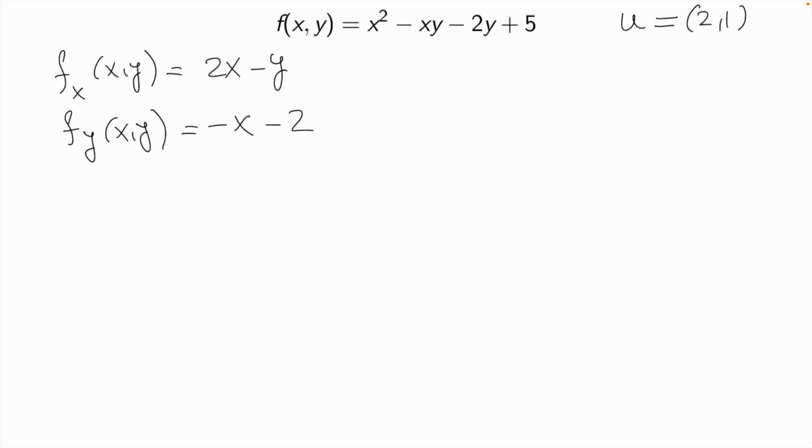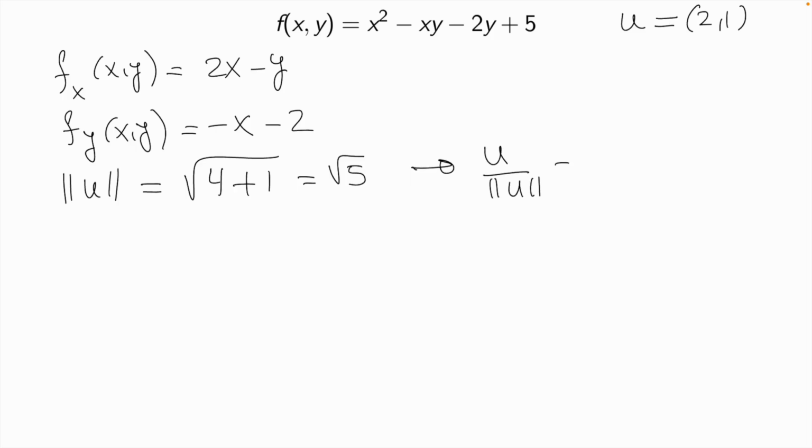The first thing that we need to do with this vector is to find its norm so we can normalize it. So the norm will be the square root of the sum of the squares of the components. That will be 2 squared, which is 4, plus 1. So the norm is the square root of 5. And so we know that the normalized vector is going to be equal to the vector (2 over square root of 5, 1 over square root of 5).